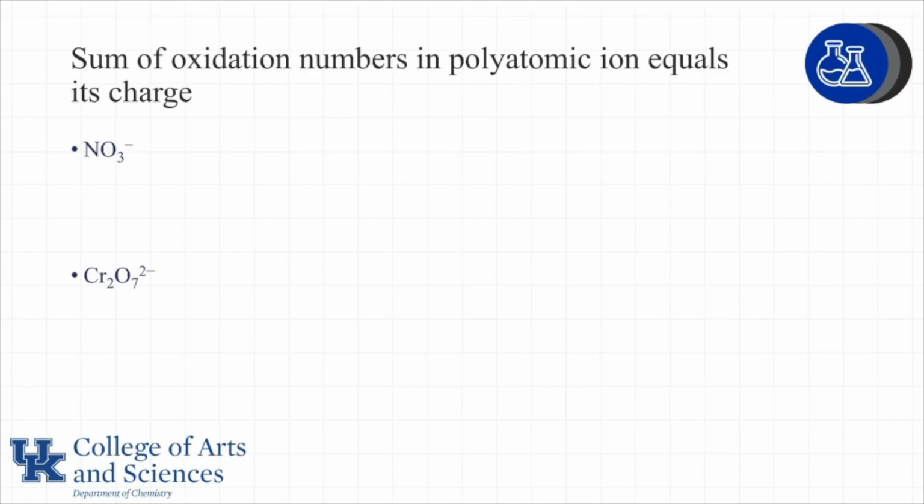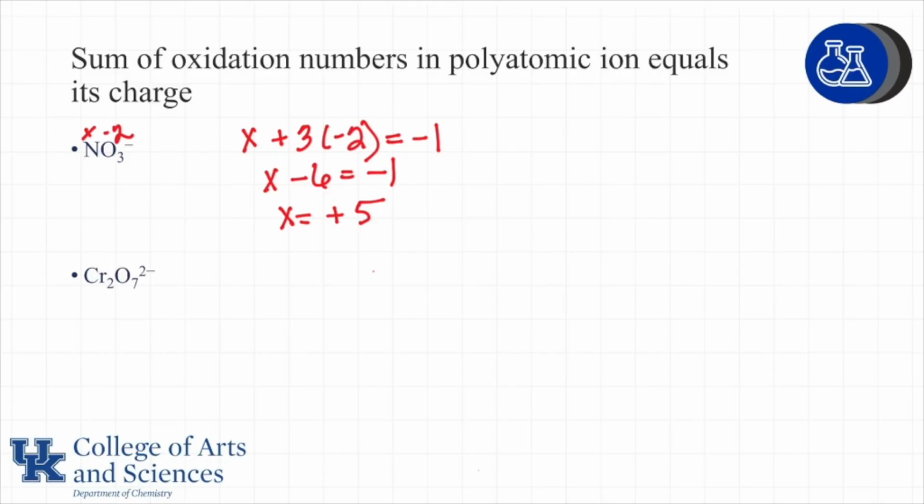For example, NO3 minus, or nitrate. We don't have a rule that applies to nitrogen, so we're going to label that X. We know that each oxygen has an oxidation number of -2, and because that ion has a -1 charge, we know it's going to sum to -1. X plus 3 times -2 equals -1. X minus 6 equals -1. I add 6 to both sides and get X equals +5. So I've identified the oxidation number of nitrogen based on this rule.